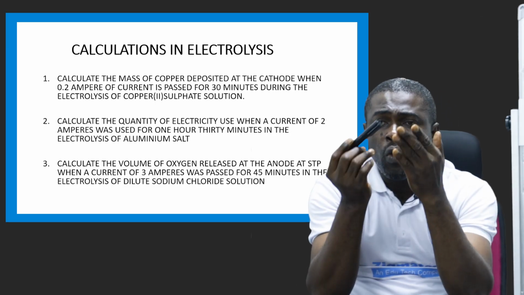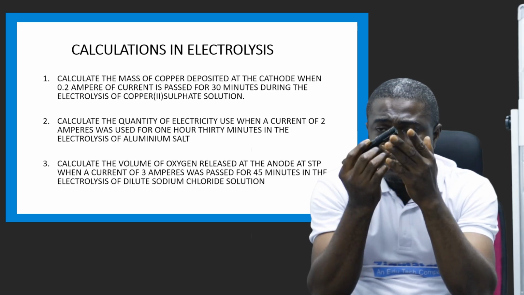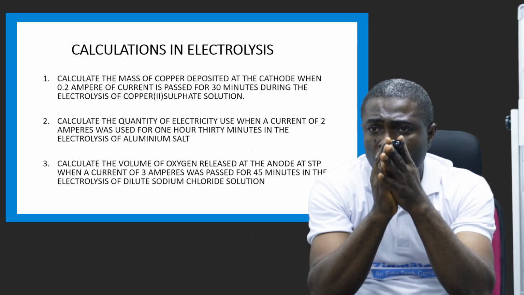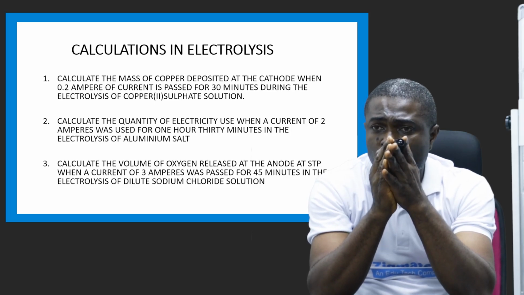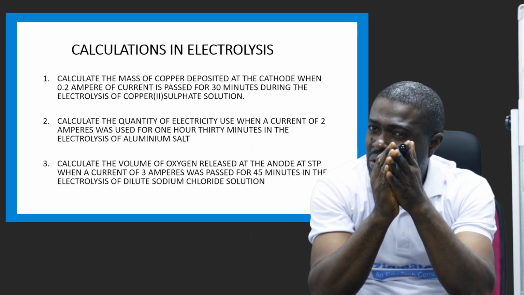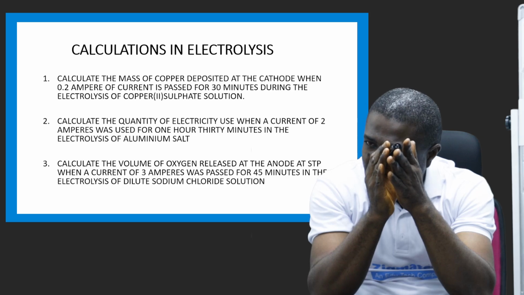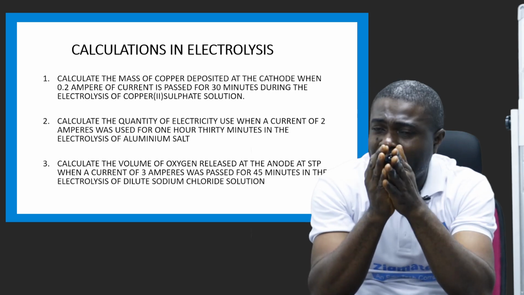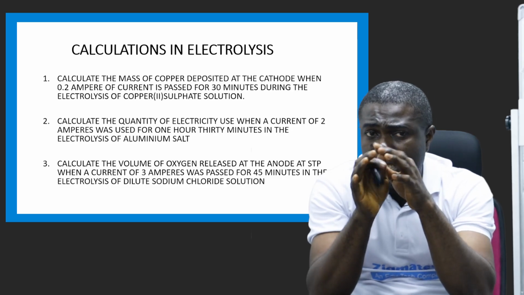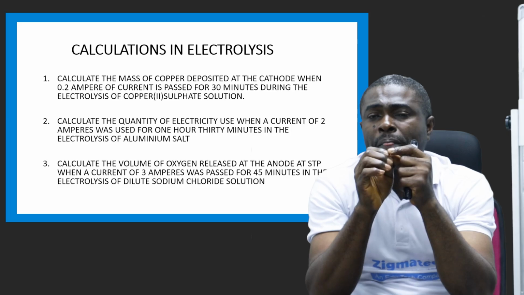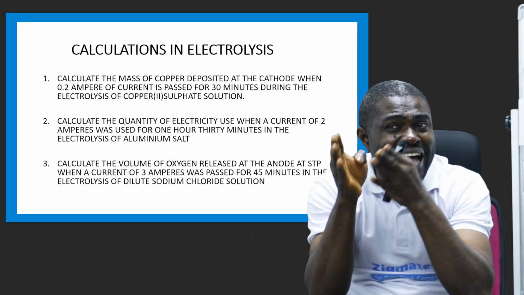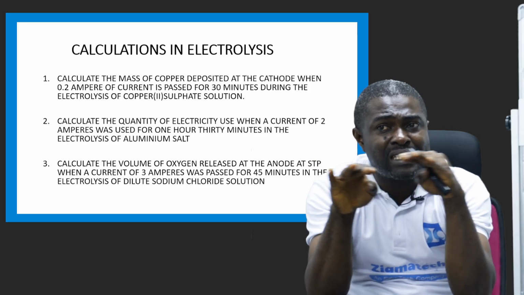Now, what are you going to do? Copper is involved. It's a copper solution. So it's between the copper(II) ion and the hydrogen ion. Copper is less reactive than hydrogen ion, so it is copper that will be deposited at the cathode. So here, the question is that you should calculate the mass of that copper that will finally be seen at the cathode after the electrolysis has taken place.